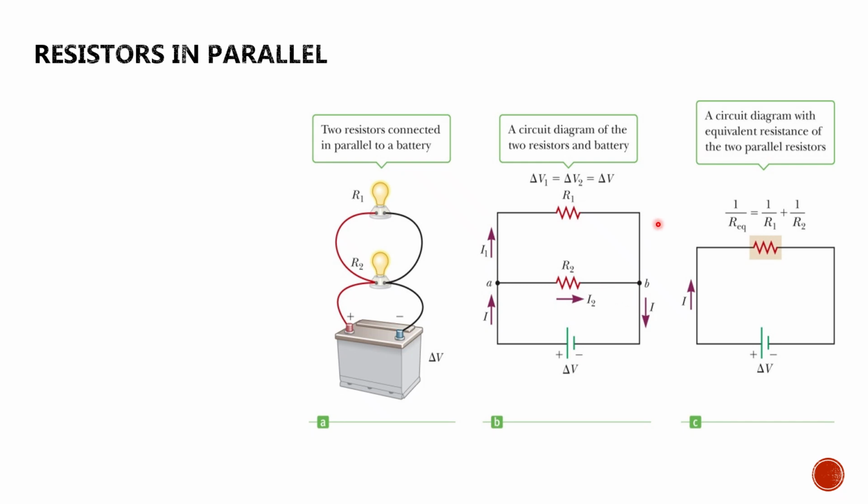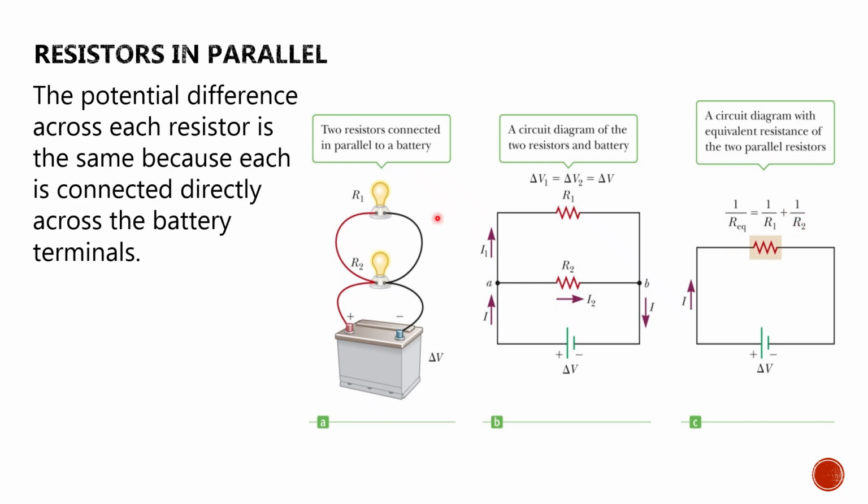And once they reach this junction, it's back to the overall electric current. So the sum of I2 and I1 would be equal to this, right? The next diagram shows the equivalent resistance of the two parallel resistors. The reciprocal of the equivalent resistance is the summation of the reciprocals of the individual resistances.